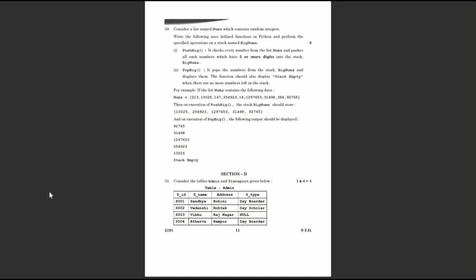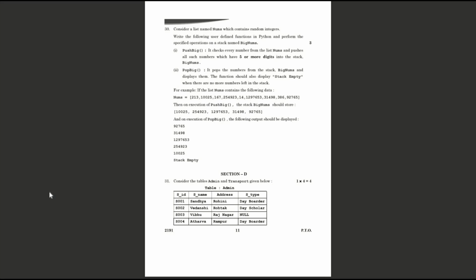Question 30 says, consider a list named nums which contains random integers. Write the following user-defined functions in Python and perform the specified operations on a stack named bignums. The first part is push_big, which checks every number from the list nums and pushes all such numbers which have 5 or more digits into the stack bignums. And second is pop_big, which pops the numbers from the stack bignums and displays them. The function should also display stack empty when there are no more numbers left in the stack.